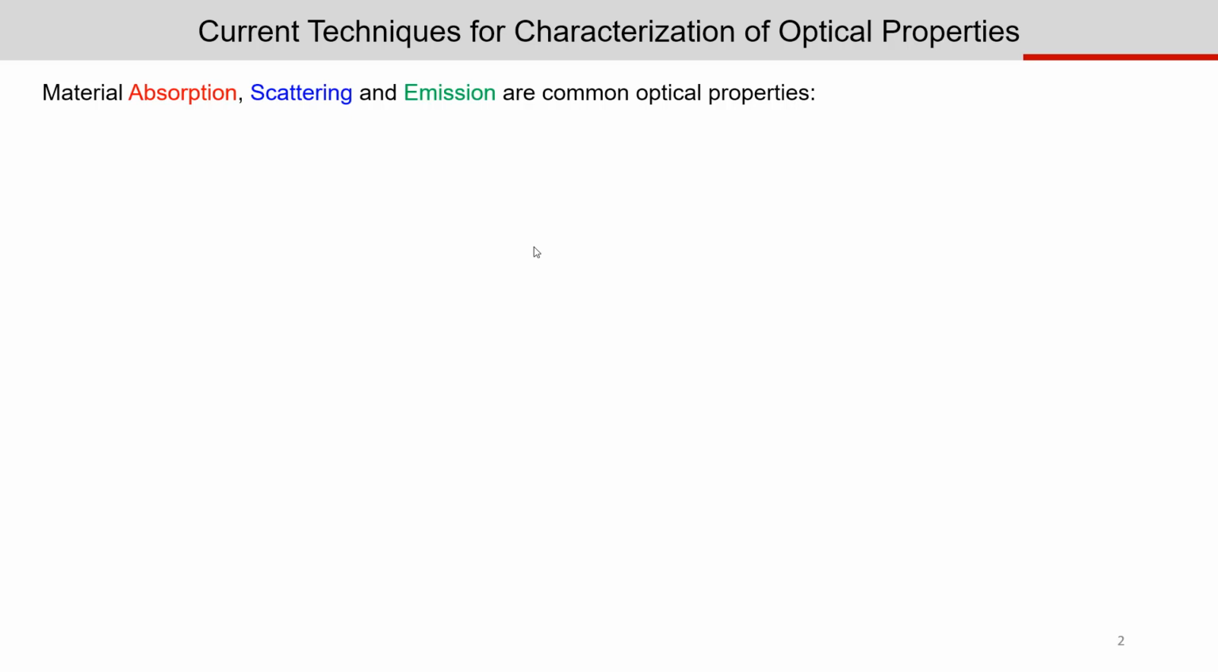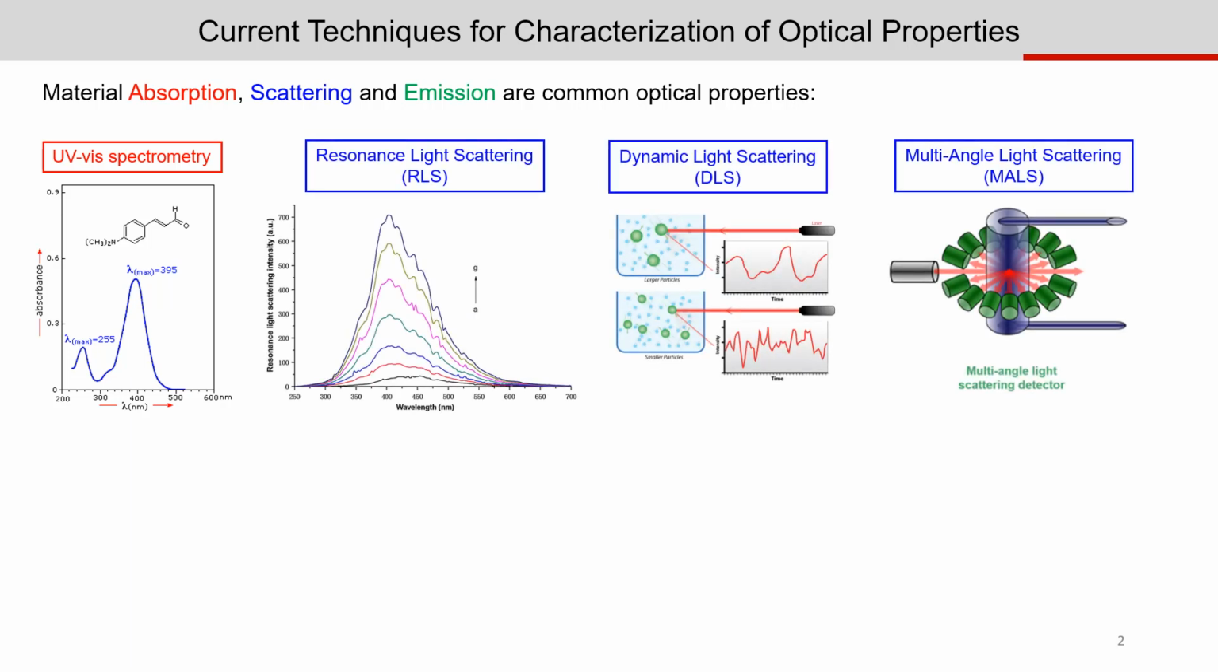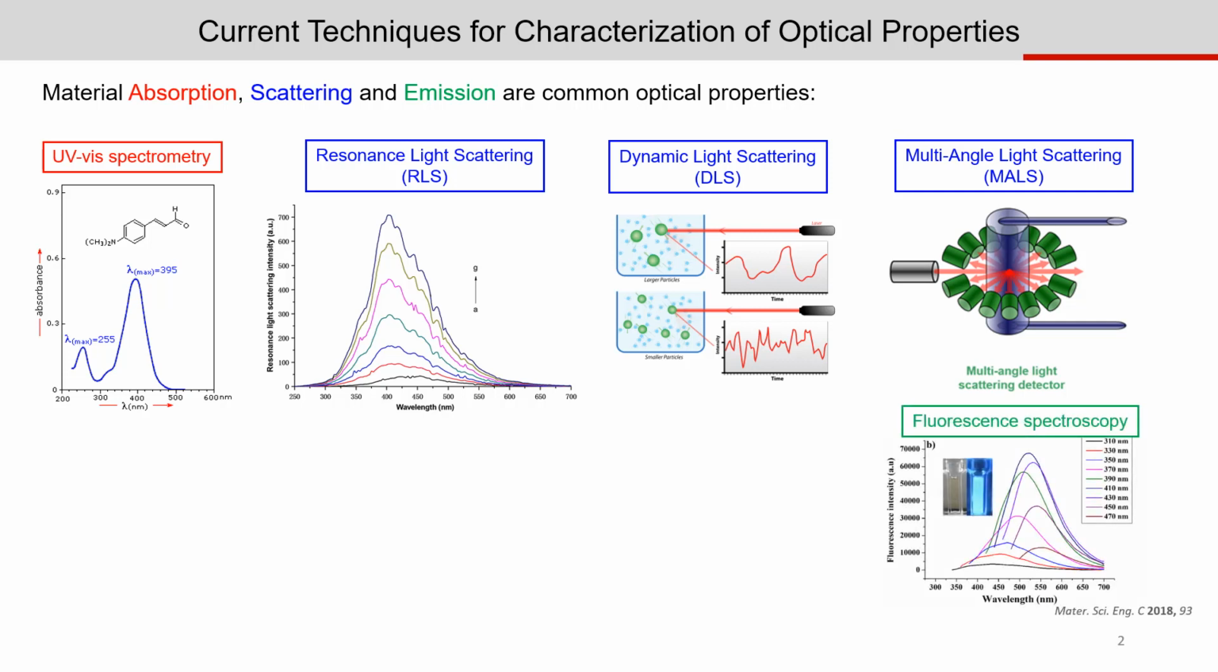Material absorption, scattering, and emission are common optical properties that are important for material characterizations. There are many existing instruments specific for detecting different optical properties. UV spectrometer is frequently used for absorption measurements, and IRS, DRS, and MORS are scattering intensity measurements, where the particle size and molecular weight can be deduced. And fluorescence spectrum is measured by a fluorometer.